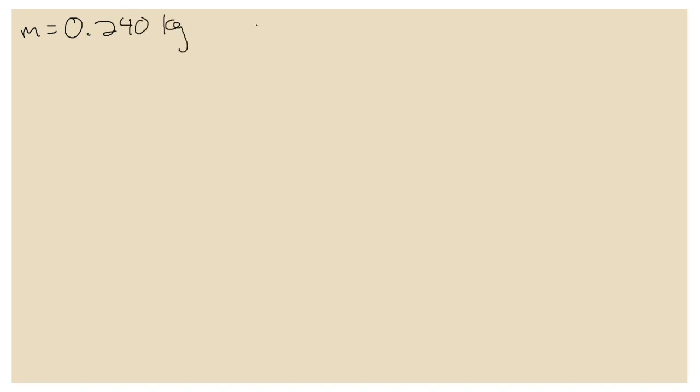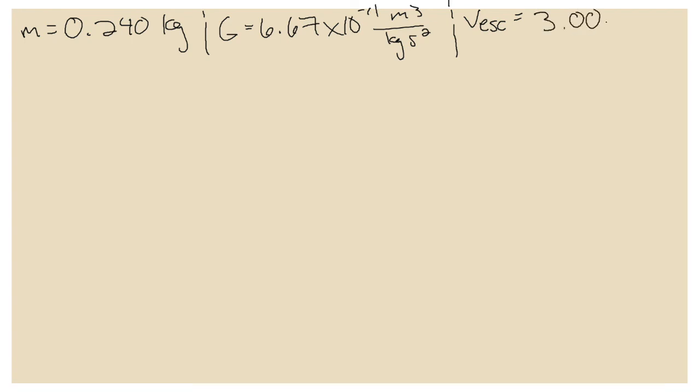So the mass of the Big Mac here is 0.240 kilograms. Of course, we know big G is 6.67 times 10 to the negative 11 meters cubed per kilogram second squared. We know here that we're going to need to make our escape velocity at least equal to the speed of light, so we're just going to make it equal to the speed of light in a vacuum. Obviously, if you make the speed bigger than that, you're going to get a different size radius. But this is just the minimum value for this thing to be a black hole. And then we're looking for r.